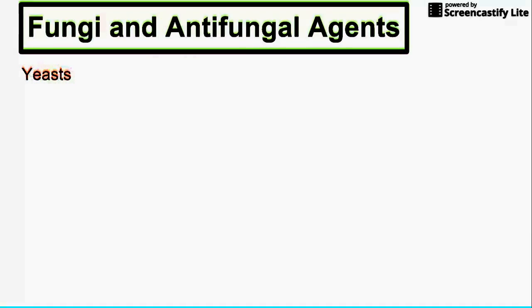Now we're going to talk about a few categories of the fungi. We start with the yeasts. Yeasts are unicellular organisms, and two big ones that are important to know are Candida and Cryptococcus. Next, we have molds. Molds are multicellular organisms. They can get big enough so that they are macroscopic. You can see them without a microscope. We have Aspergillus, Zygomycetes, and Fusarium.